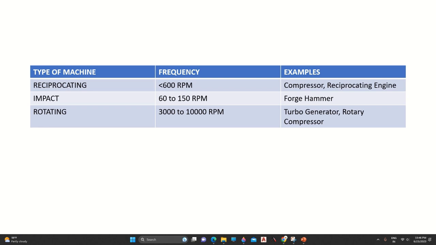And impact type machines, where you have huge loads. Sometimes we have done one machine which had almost 3000 tons of impact load, especially for making molds. We use this type of machine. And rotating machines, especially, have higher RPM, 3000 to 10,000 RPM. Examples of these rotating machines are turbo generators and rotary compressors.